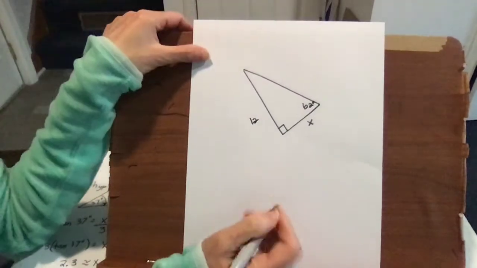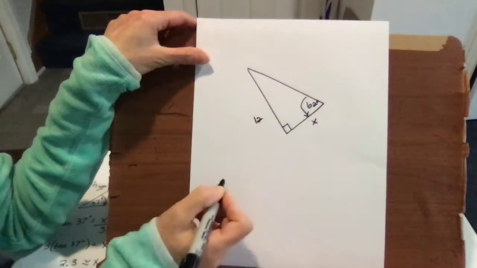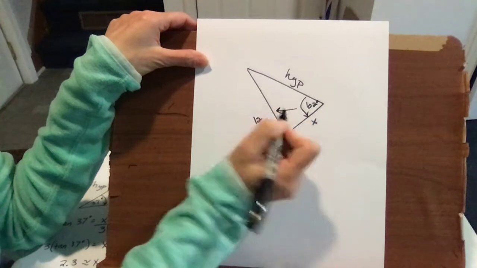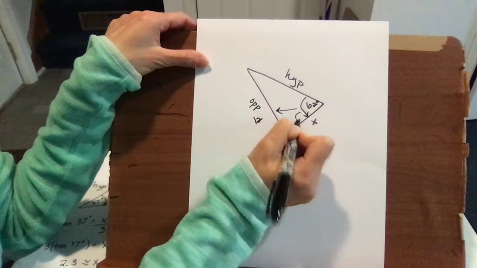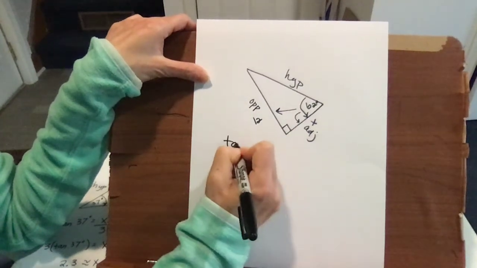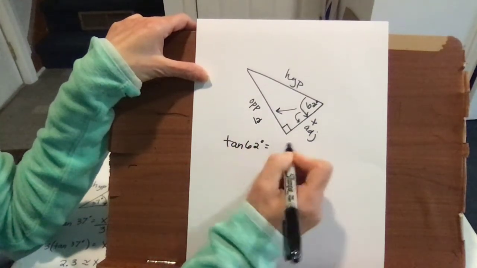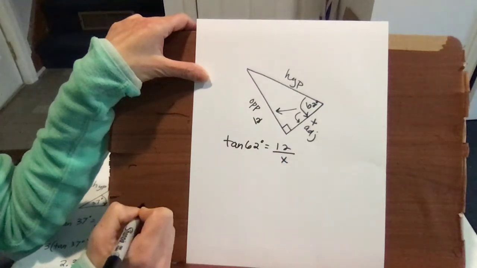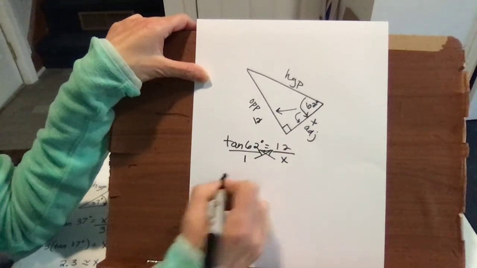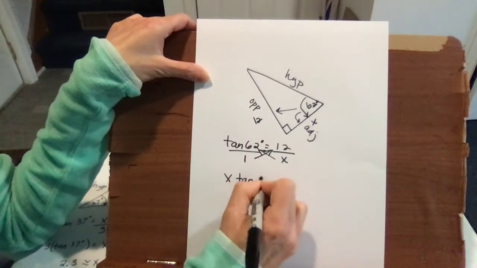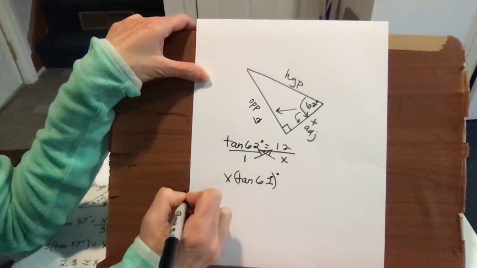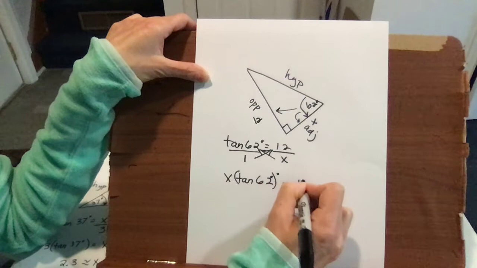And this one, we have an angle of 62 degrees. Remember, this is always the hypotenuse. With respect to 62, this is an opposite side, and this is an adjacent side. So we have to use tangent. Tangent of 62 degrees equals 12 over x. We're going to put this over 1 because remember tangent of 62 is a number. Cross multiply, and we get x times tan 62 degrees equals 12.